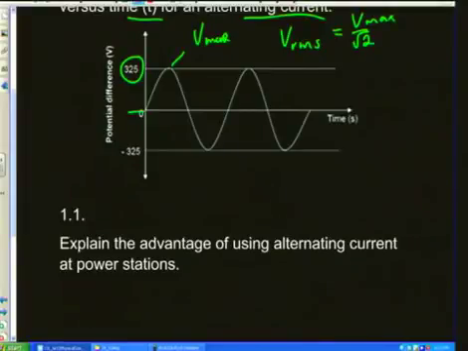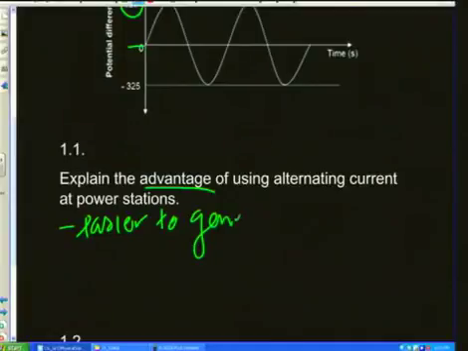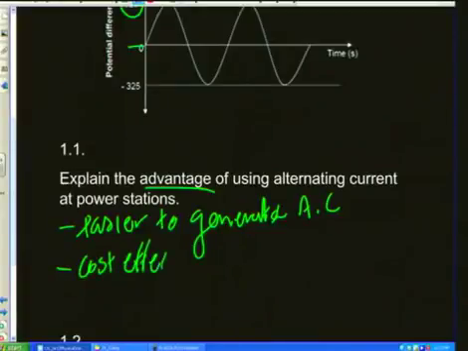Now, what they're asking us to do is, first of all, to explain the advantage of using alternating current at power stations. I've given you these advantages. First of all, it's easier to generate AC. But that's not the real reason that they're looking for. The real reason is that it's cost effective to transmit, or to carry, from the power station.